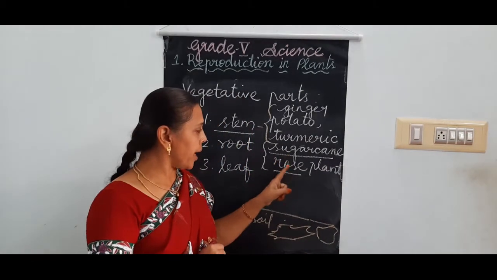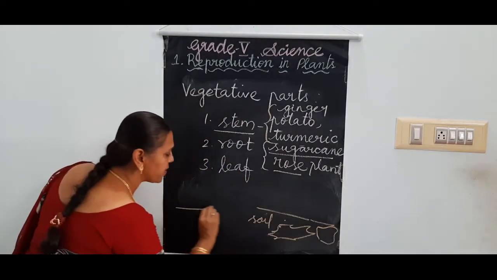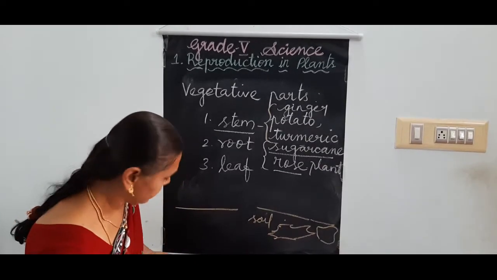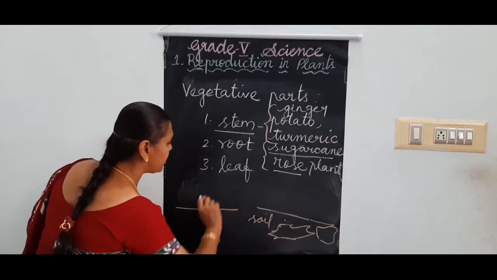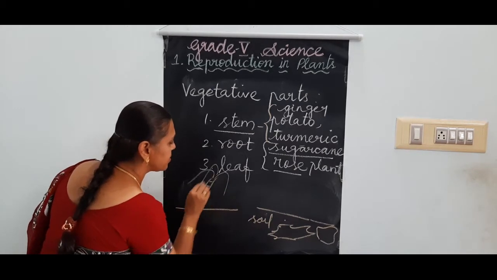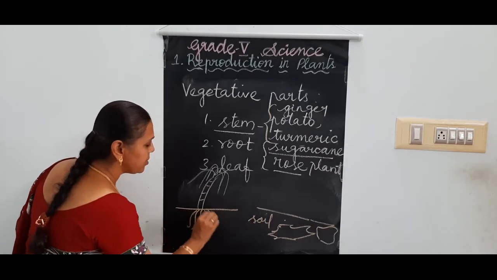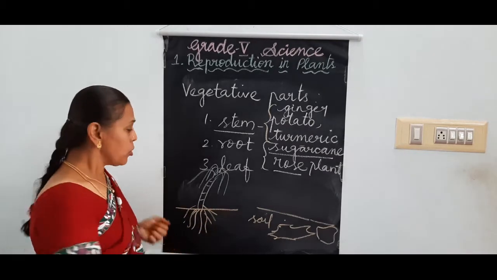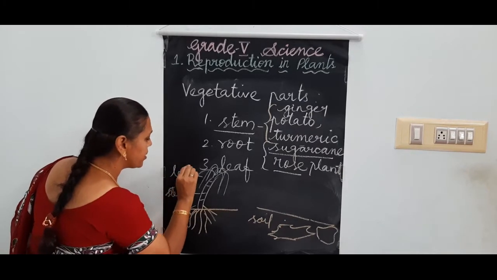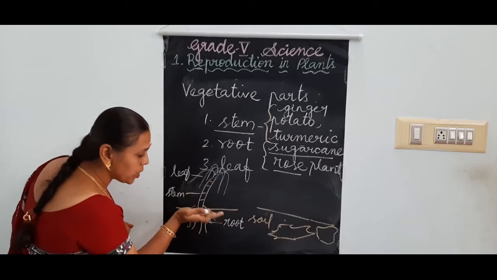But in case of sugarcane and rose plant and all, the stem will be above the soil. They will grow above the soil. This is the soil. If this is the sugarcane, the leaf will be like this. And the root will be under the soil, the fibrous root. So this is stem, this is leaf, and this is root. But the stem is above the soil, root is below the soil.